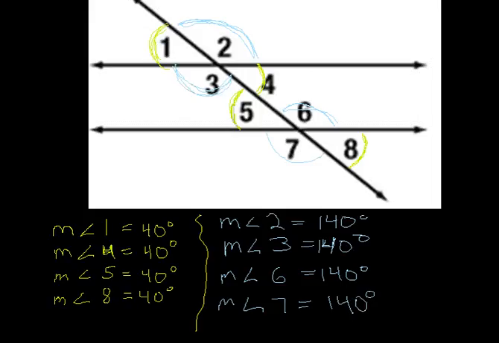Cool, so in measuring these two parallel lines cut by a transversal, this specific transversal creates measures for angles 1, 4, 5, and 8 of 40 degrees, and measures of angles 2, 3, 6, and 7 of 140 degrees. So what you really see here is that when you have measures that are equal, you can say these angles are congruent. Because they are equal, they are congruent.